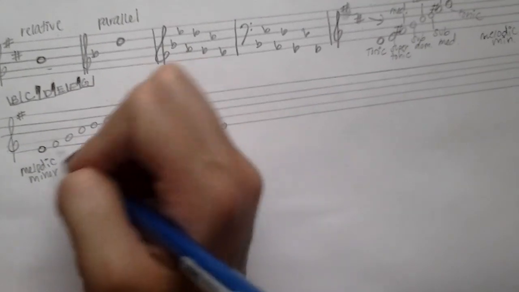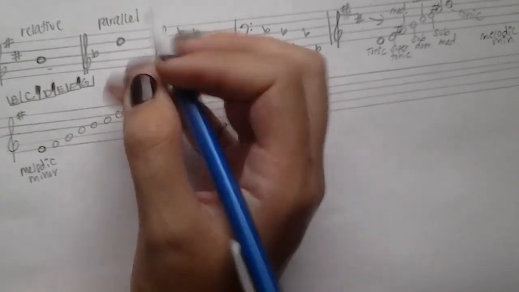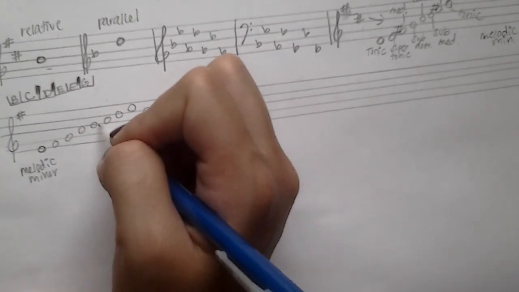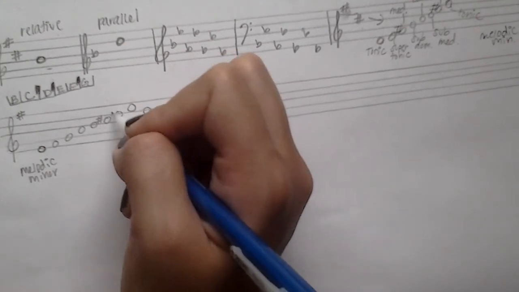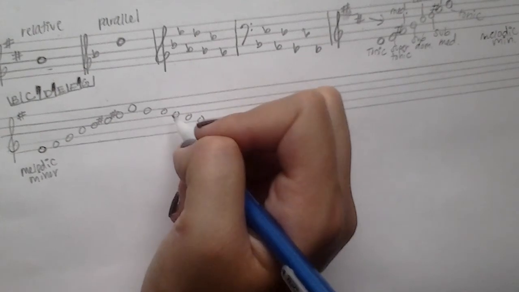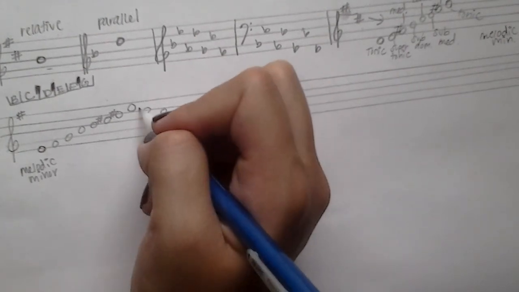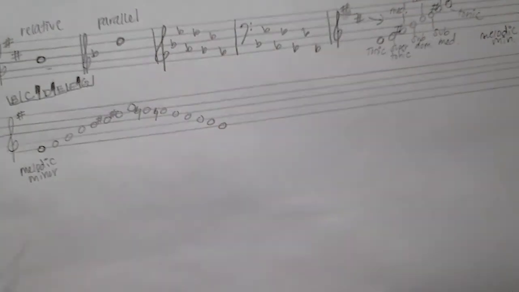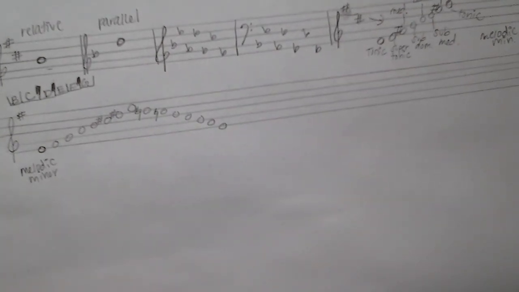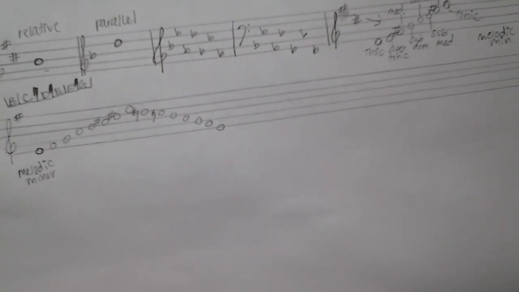So here what we need to do for the ascending is we need to raise the 6th and the 7th. So we would put a C sharp and a D sharp here. And then coming back down, you would natural them back to their original. All right. And then for natural minor, you're not doing anything. All it is you're just using the key signature of the major key.